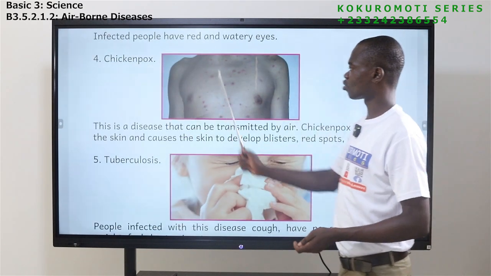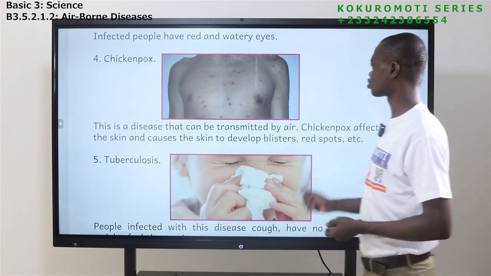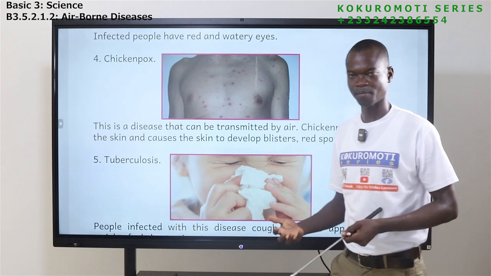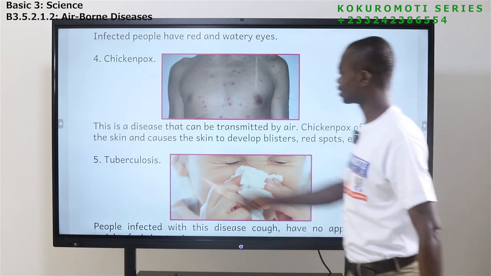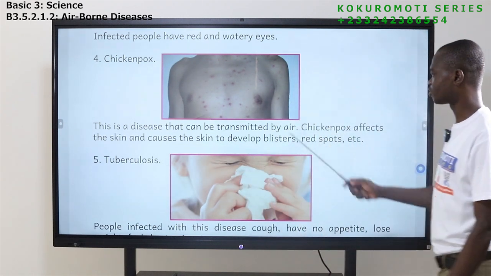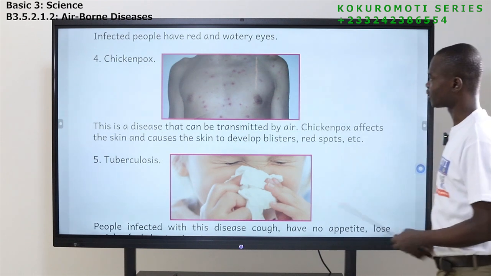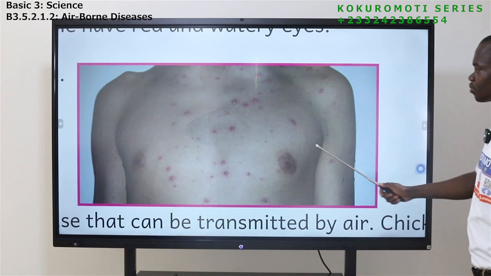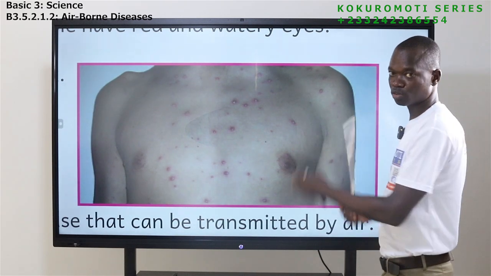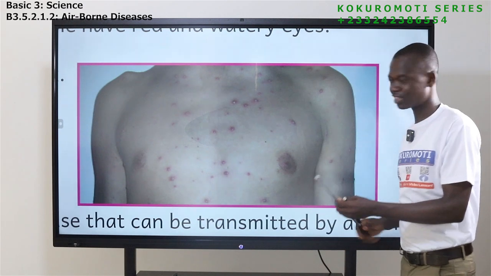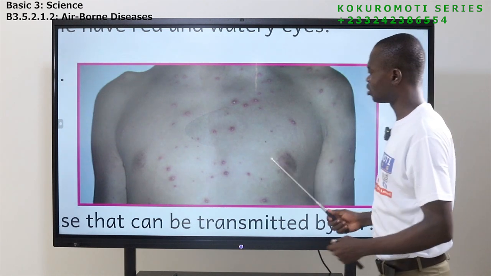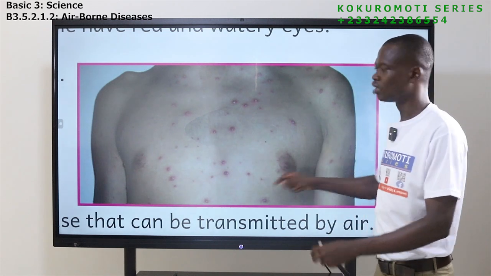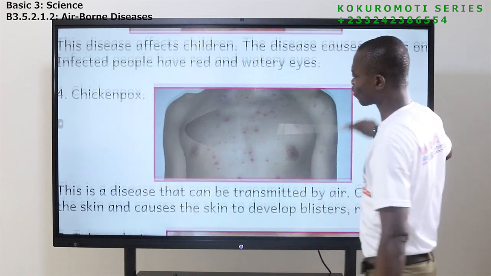The next one is chicken pox. This is a disease that can be transmitted by air. Chicken pox affects the skin and causes the skin to develop blisters, red spots, and the rest. This is a picture of someone suffering from chicken pox. If you have suffered from chicken pox before, you could attest to the fact that it is not easy at all. Your skin will be itching, you have blisters all over, and it's very painful as well. So this is how it looks. Chicken pox is another one.